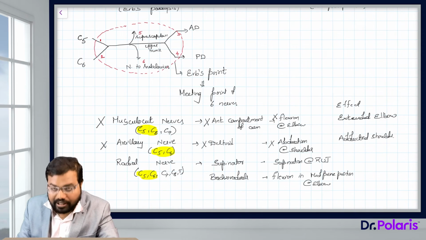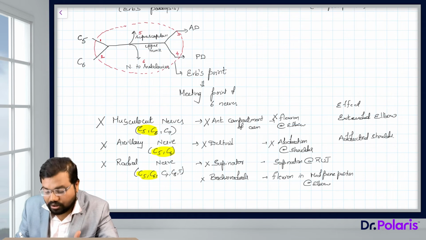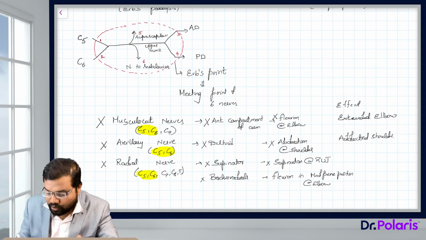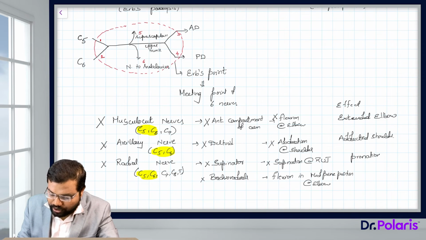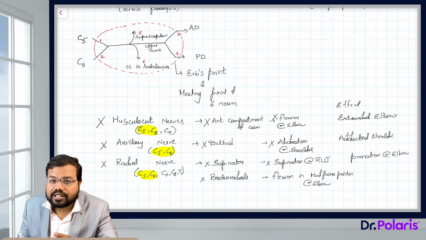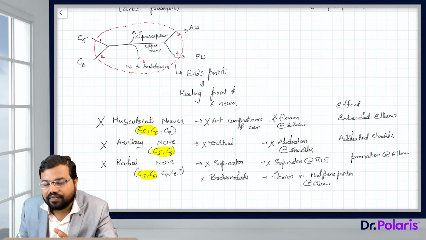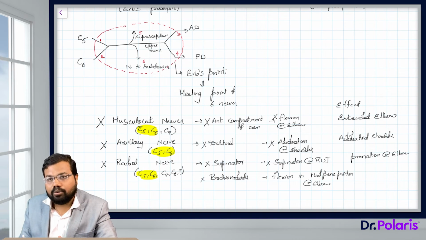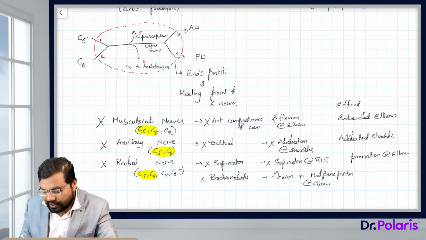And the radial nerve is a partial injury because C7, C8, T1 are still persistent. Only C5, C6 are damaged in the radial nerve. So once it is damaged, there is no supply to the supinator and the brachioradialis. If there is no supinator to the radioulnar joint, there is no supination of the radioulnar joint. So what will be the opposite effect? There will be pronation at the elbow joint and loss of flexion at the mid-prone position. It is very difficult. So we have extended elbow, adducted shoulder with pronated elbow.